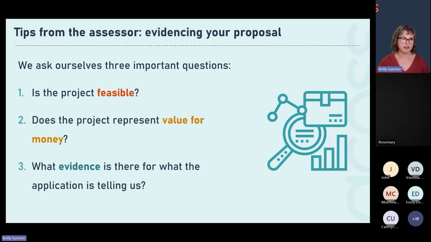The other question is whether the project represents value for money. We'll talk again a little bit about budgeting in a moment. The big thing here is that assessors don't tend to be looking for the cheapest option. It's not about trying to give a lowball bid and hope you get it. It's about whether what you're offering is worth the investment.